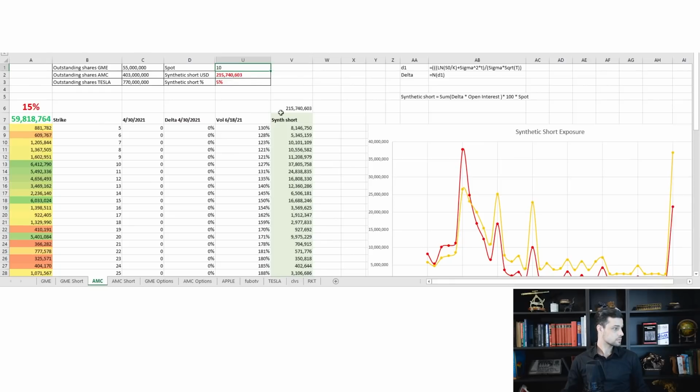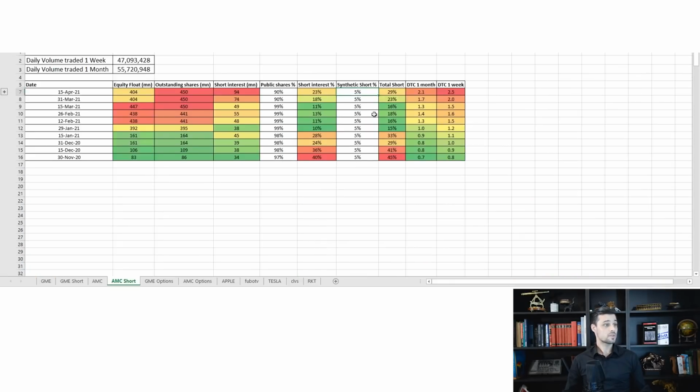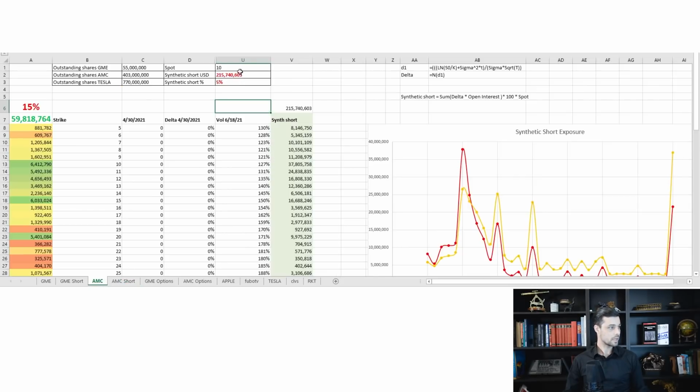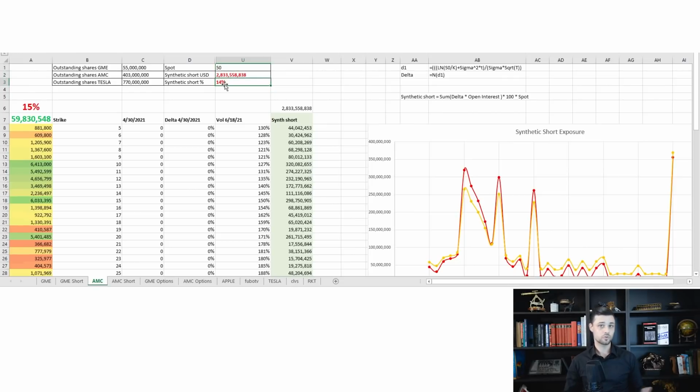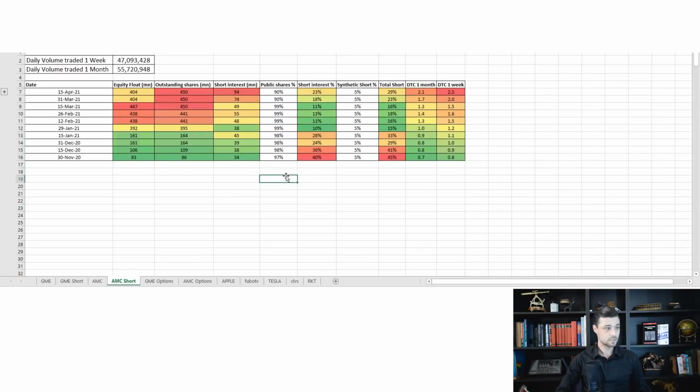Okay. Sorry for that. So right now, the synthetic short is at 5%. So the DTC is between 2 and 2.5. What you just saw, guys, was when AMC is at the 50 level. Then it was to show you guys what the gamma squeeze is, because this is going to go to 14%. And then the DTC is going to increase to 3. So you can see that for now, the option market is not huge enough to create a DTC at 5.